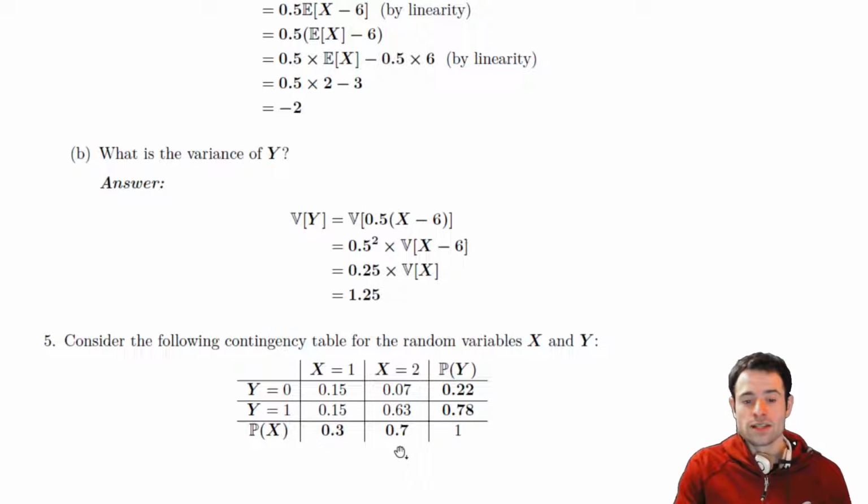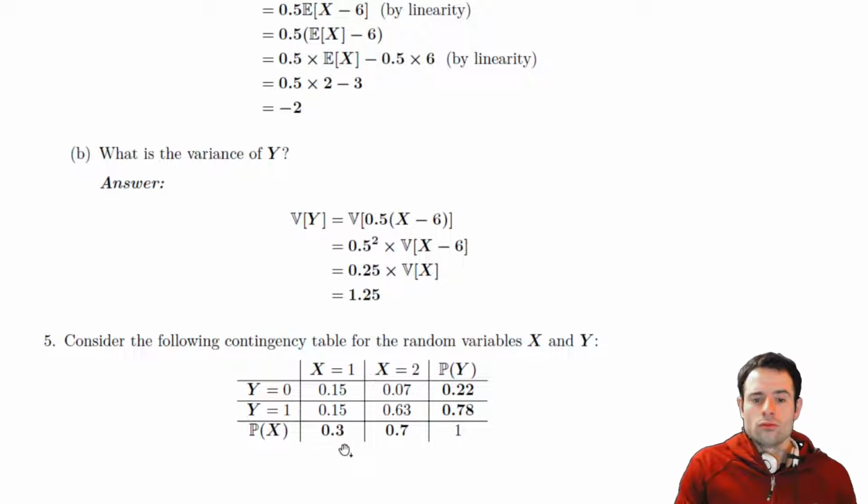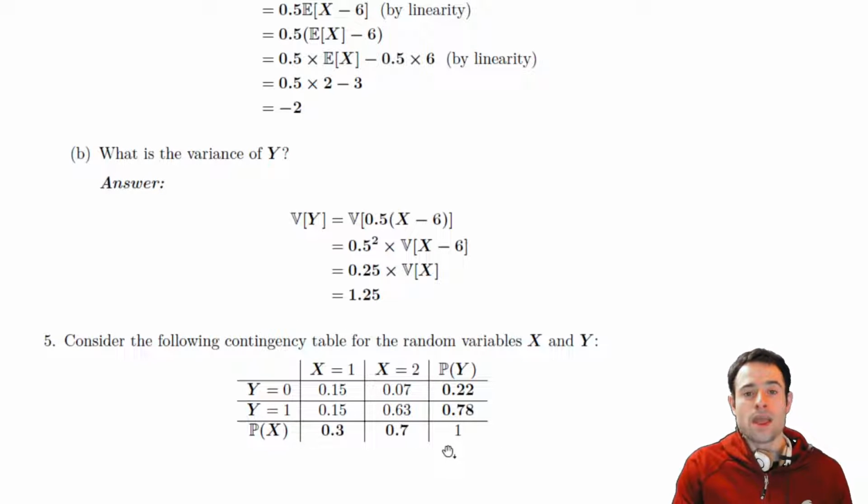Note that since x can either be 1 or 2, when you add these two probabilities together, you get the number 1. So this table is great because it allows you to double check your computations in many different ways.